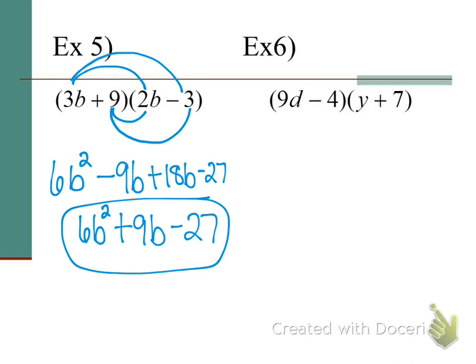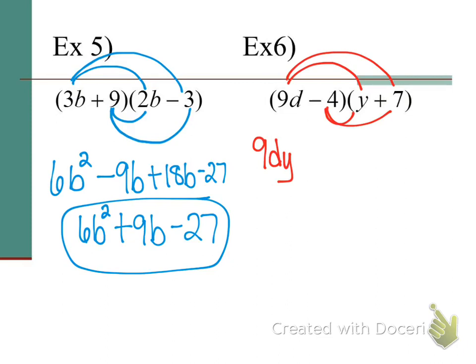All right. Next one, what's the first thing I distribute? All right, we've got different variables. So the first thing we distribute is the 9d to y and to the 7. Then we would distribute what? The negative 4 to y and 7. Okay, if we take 9d times y, what does that give us? 9dy. Those are not the same variable, so they cannot be combined into one.